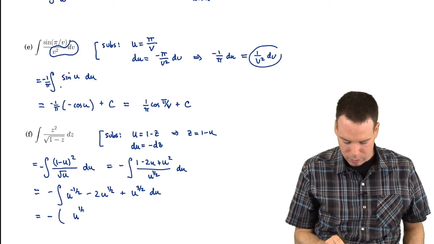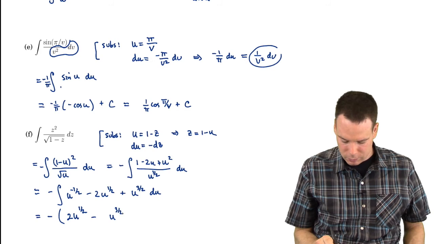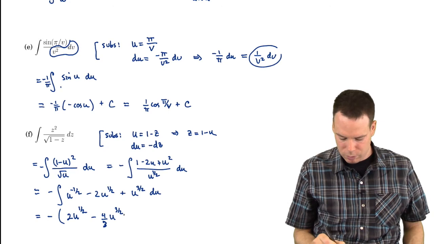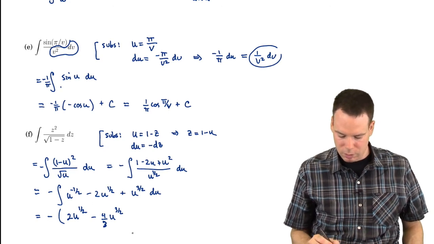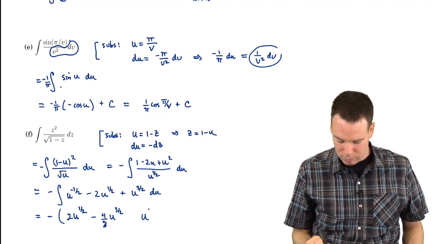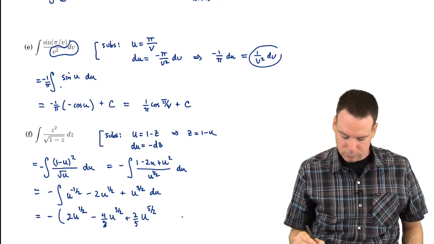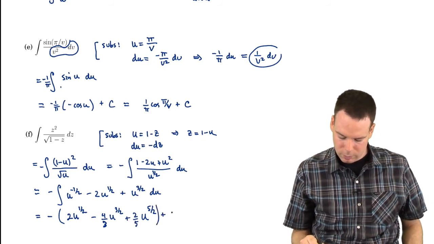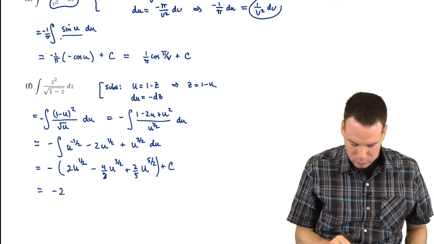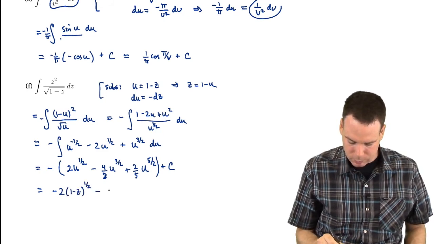So this would be a u to the 1/2, 2 minus a u to the 3/2, and that will be 4/3. I have to make sure that when I take its derivative, I get back the coefficient I want. And then this would be a u to the, add 1 to this, that would be a u to the 5/2, and 2/5, and a plus c.